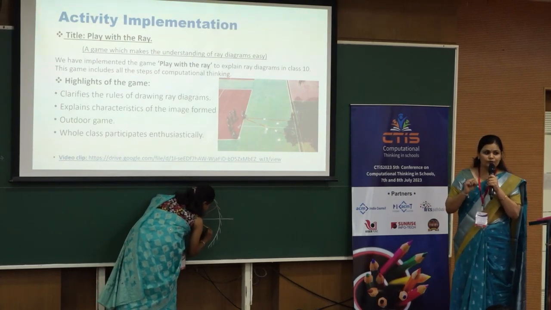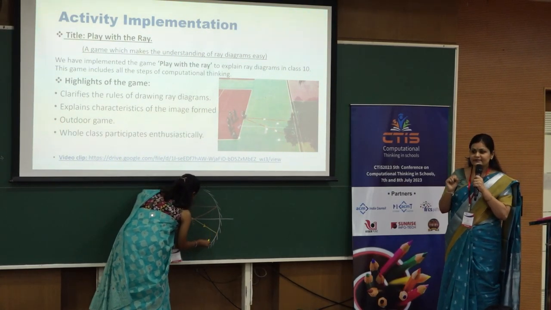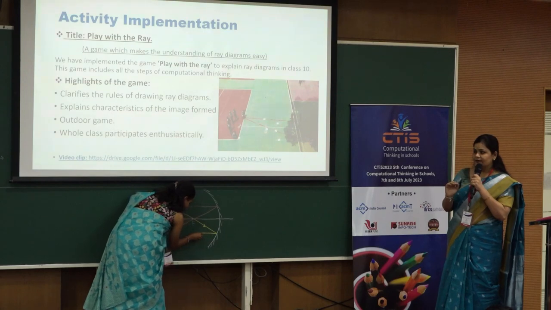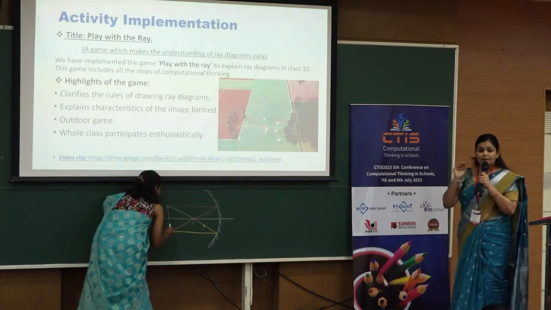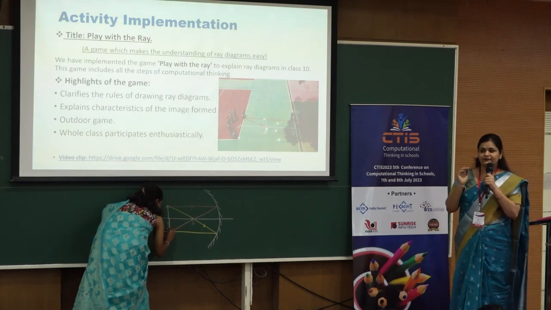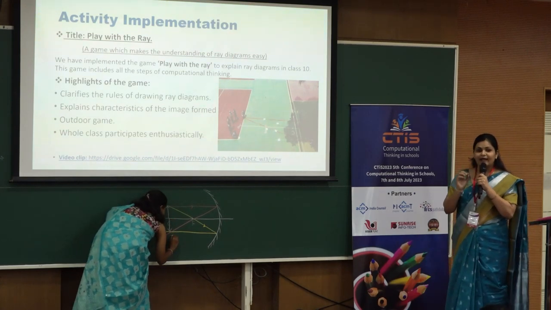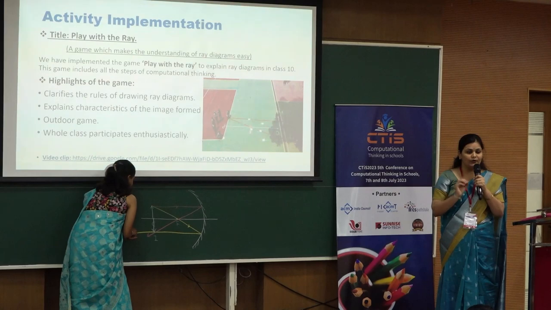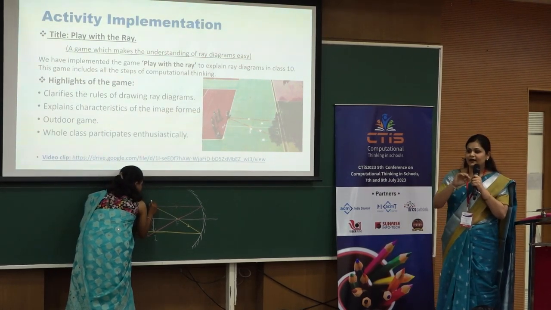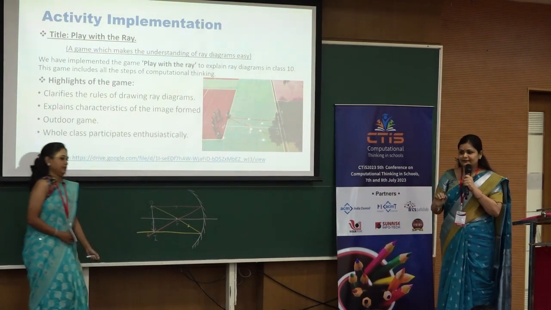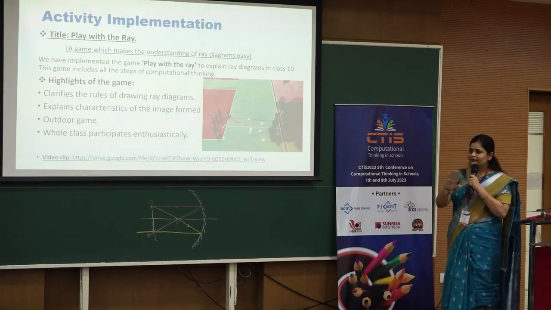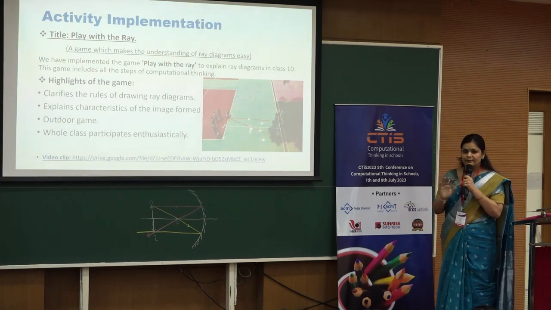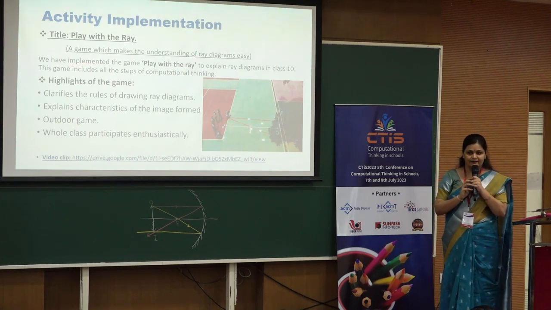Two students run holding the colored ribbons, following the correct pattern in order to show the correct path of light. When both the ribbons meet, we get a point of intersection and that represents the point of image formation. The other member of the team will bring the image and place it there. Once it is done, all the parts of the ray diagram will be labeled by choosing the correct flashcard.